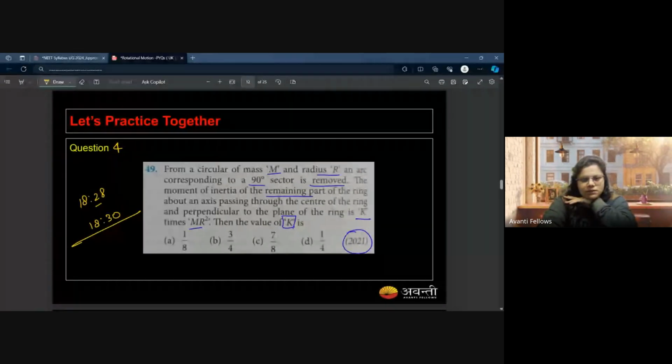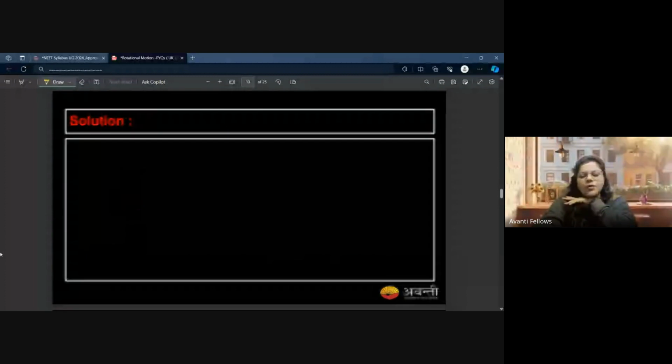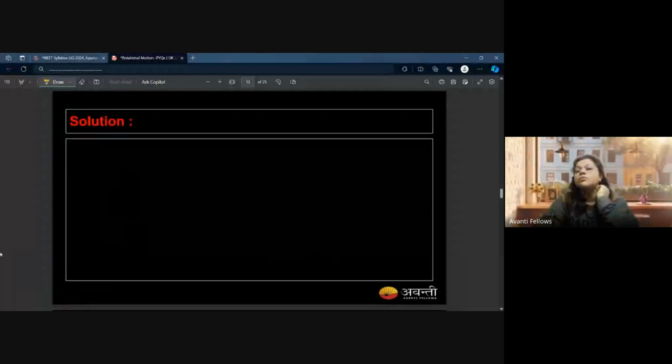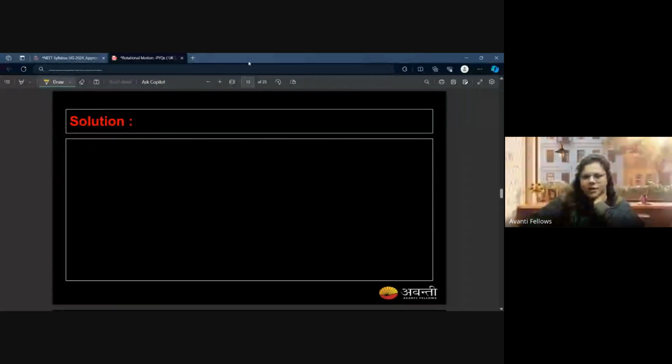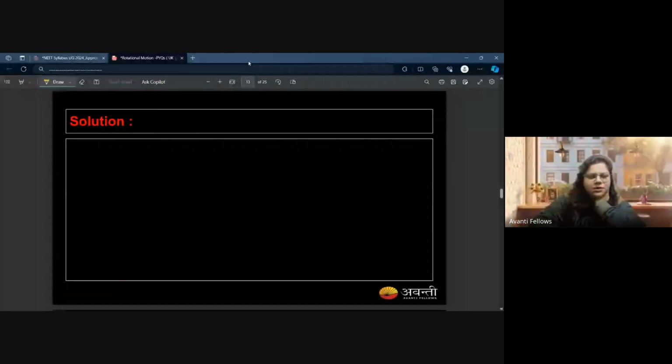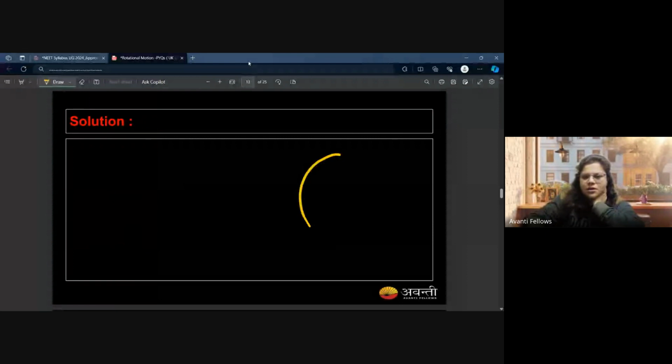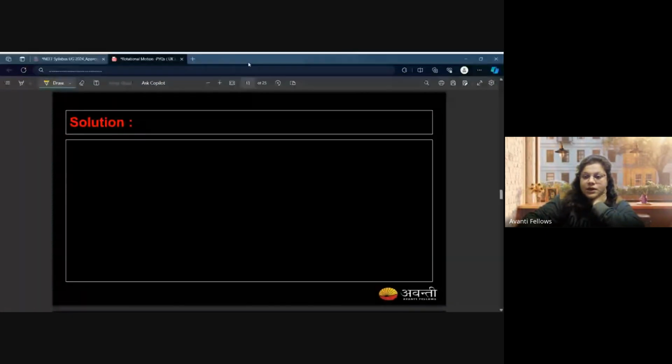It says we have a circle of mass m and radius r. A 90-degree sector is removed. So firstly, you need to calculate the mass of the removed portion, or basically calculate the mass of the remaining portion. Basically, we have a circle, right? As per the question, we have a circle over here. Let me draw a nice one.